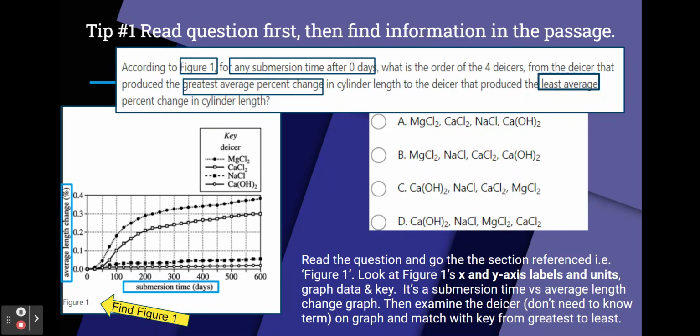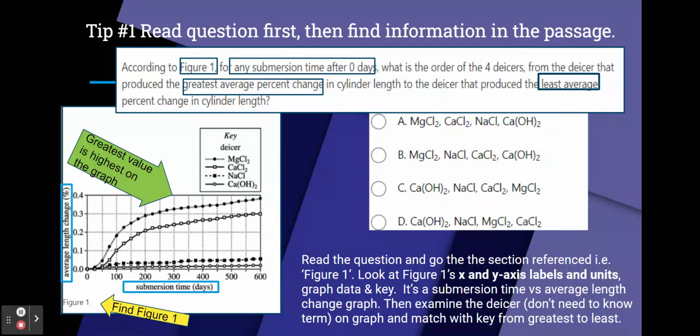So you have to read this carefully. Greatest average percent change that produce the least average. So greatest average to the least average. On the left-hand side, we've got that average length change, our independent variable that we're measuring. So they want greatest to least.